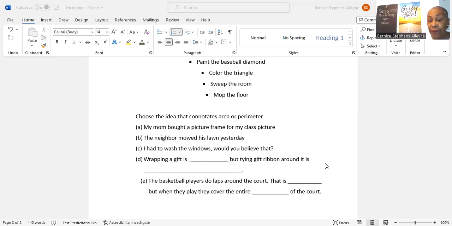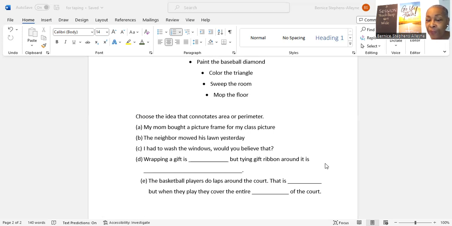So the next one allows the student to think about it and insert their best answer. Wrapping a gift is area or perimeter, but tying gift ribbon around it is. Wrapping the gift is the area. Tying the gift ribbon gives the idea of perimeter. Kind of like mowing the lawn and doing the edge. This is why it can be confused, one for the other.